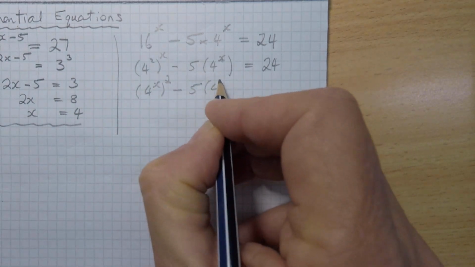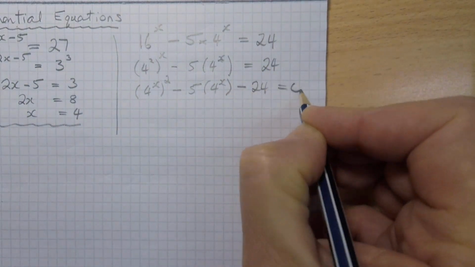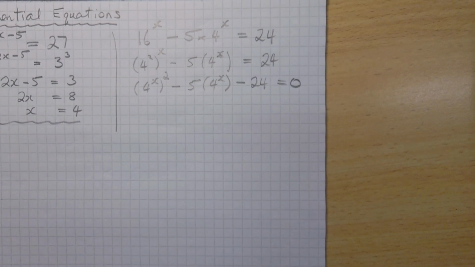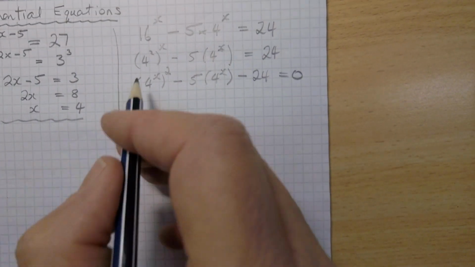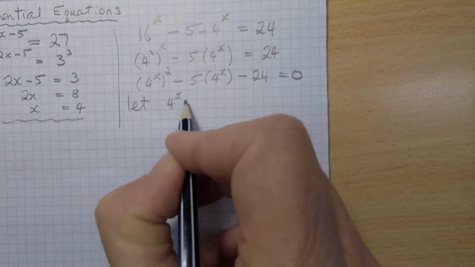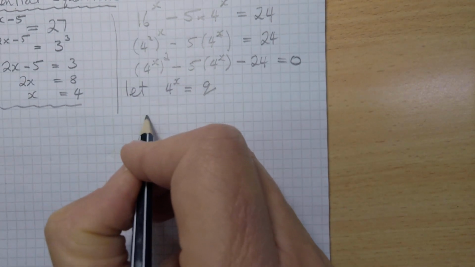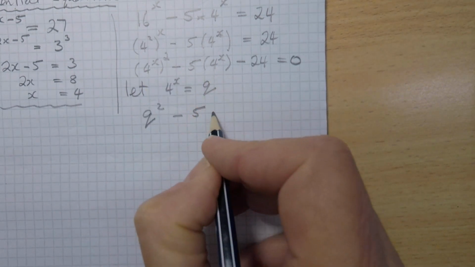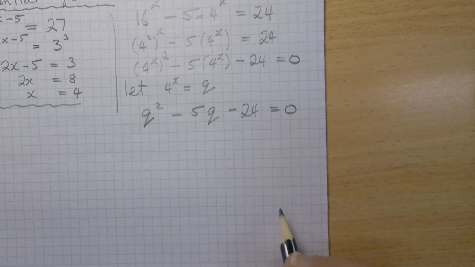We still have here 5 times 4 to the power of x, and I'll subtract the 24 this time, leaving equals 0. Now it may not look like it yet, but this is actually in the form of a quadratic equation. I'm going to make a replacement, just to keep things a little easier. I'm going to say, let 4 to the power of x equal, let's go q. And rewriting my equation then, I would have q squared minus 5 times q minus 24 equals 0.